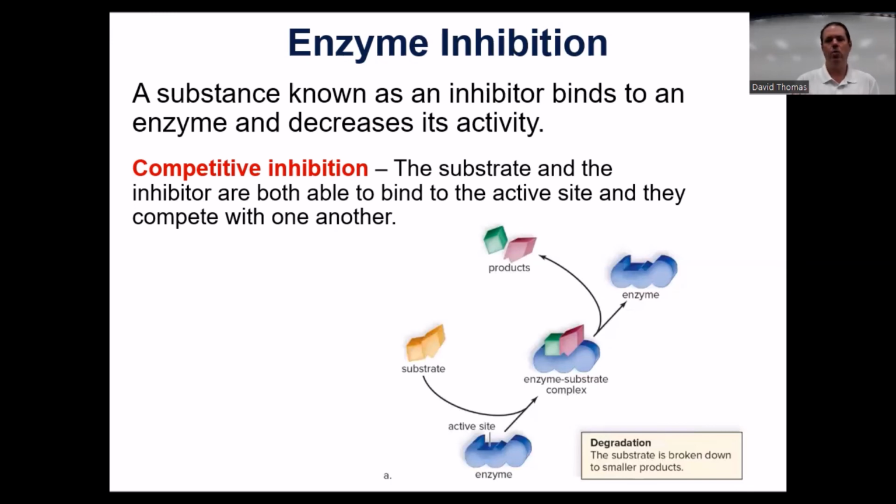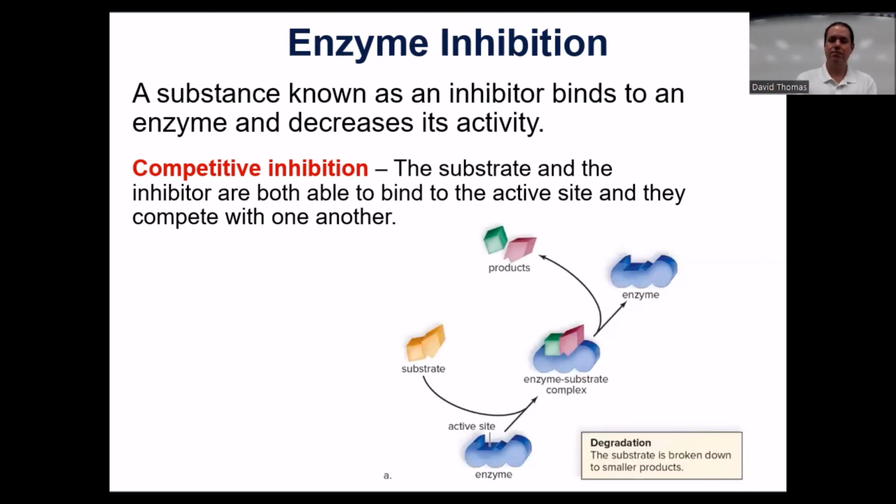Sometimes that molecule works by competing with the active site. This is the same diagram we looked at before on degradation, but here's a substrate molecule. Again, the reactant, the enzyme, and the active site form a complex. I should have drawn in another molecule, but if you can imagine another molecule with a similar shape that would actually bind to the active site, that would be a competitive inhibitor.